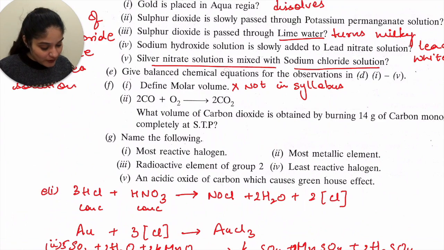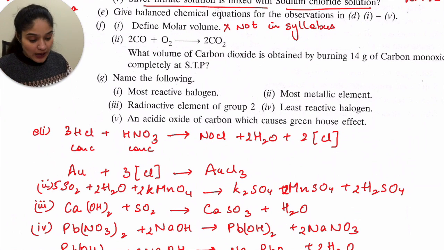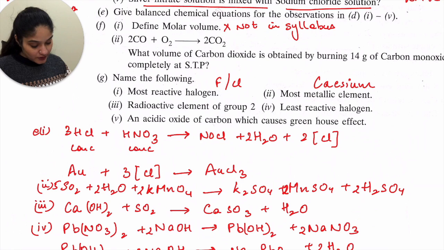Alright, moving on to part G, that is name the following. So what is the most reactive halogen? You can go for fluorine or chlorine. Both of them are correct answers. Then most metallic element. The most metallic element would be cesium. Then the third is radioactive element of group 2. That would be radium. Fourth is least reactive halogen. Least reactive halogen would be iodine.